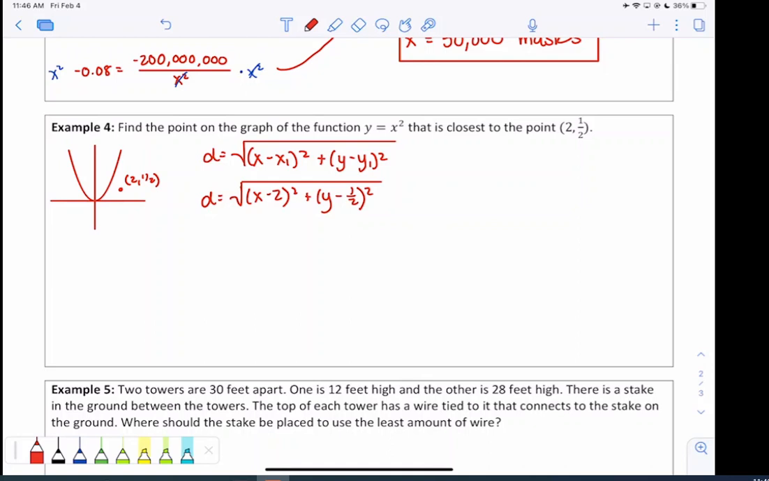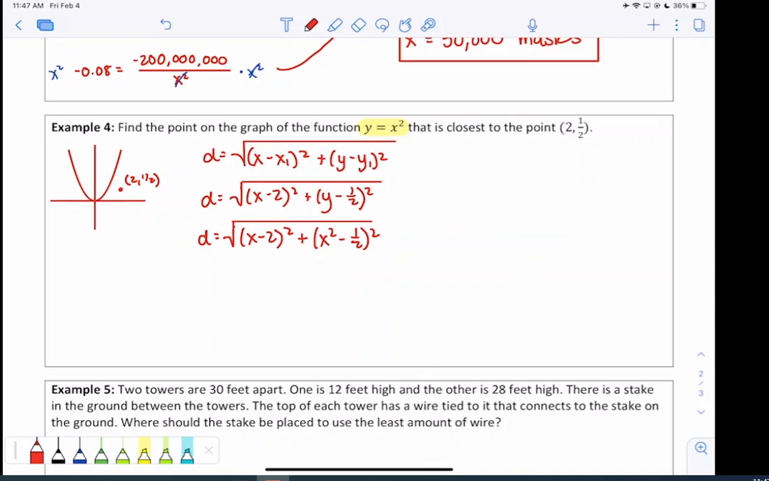So I'm almost ready to take my derivative here. The last thing I want to do is just rewrite my y in terms of x, because I have a mixture of x's and y's right now, so I don't want to have to use implicit differentiation. So y is equal to what, you guys? X squared. Yeah, x squared. So instead of writing y, I'm going to replace it with x squared. Plus, okay, x squared minus 1/2 squared.